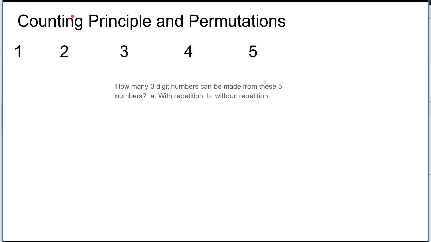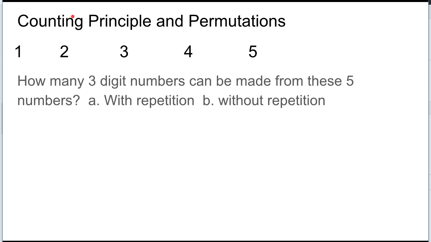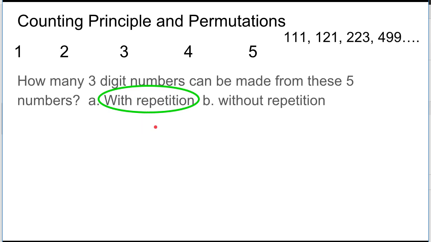Let's look at an example problem. If I give you 5 numbers, 1, 2, 3, 4, 5, and ask how many 3-digit numbers can be made from those 5 numbers, and I tell you we're going to do the first part with repetition. What does that mean? Repetition basically means that I can reuse numbers. So I can create numbers like 1, 1, 1 or 1, 2, 1. I'm allowed to repeat the numbers. If it says with repetition, that's what they mean.